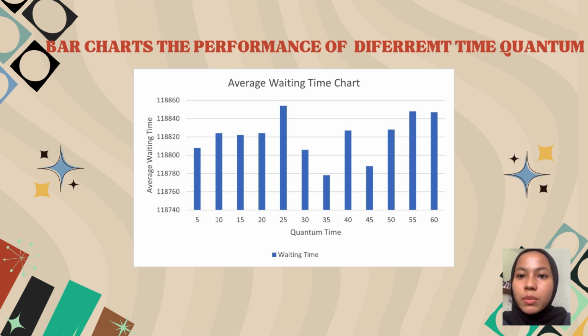For average waiting time, it follows a similar trend of increasing with larger time quantum with some fluctuations in between. It starts at average waiting time of 118808 for time quantum 5, rises with some fluctuations at time quantum 15 with average waiting time of 118822, and it peaks at time quantum 25 with 118854 and slightly decreases at time quantum 30 with average waiting time of 118806.